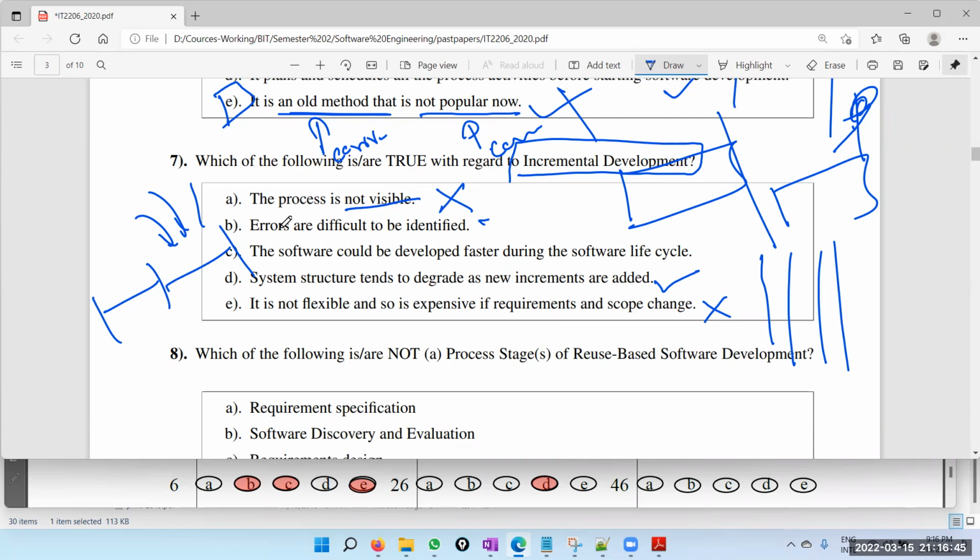Okay. Errors are difficult to be identified. I don't think so, right? Because we quickly do testing and give releases. If there are errors, the customer can very early give us the feedback. Right? Difficult to, I will say no.